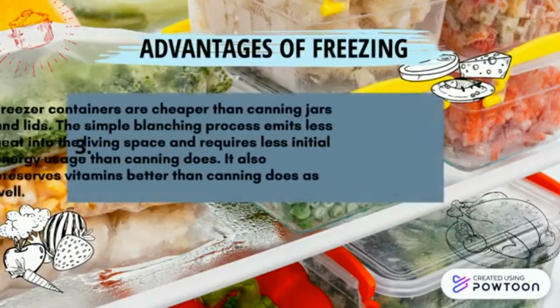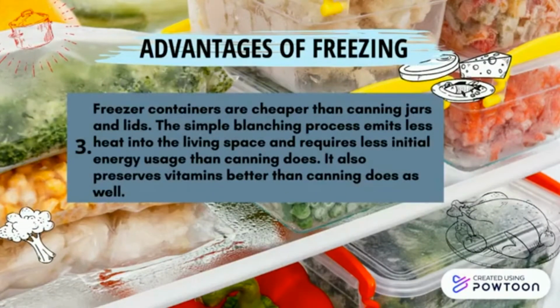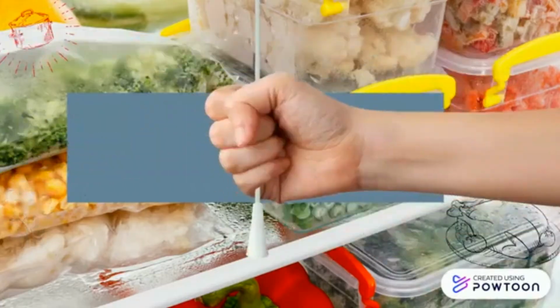Third, freezer containers are cheaper than canning jars and lids. The simple blanching process emits less heat into the living space and requires less initial energy usage than canning does. It also preserves vitamins better than canning does.